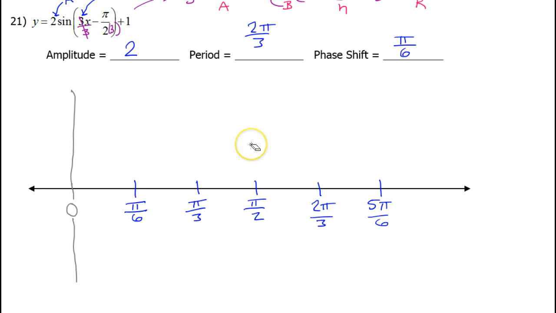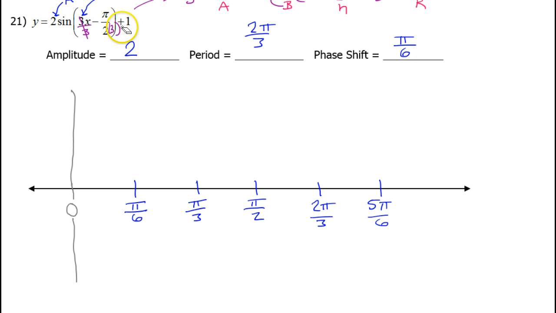Okay, so the hard part is over. Let's talk about the amplitude. The amplitude is 2. Okay, actually, first let's talk about the midline. You see that plus 1 on the end right there?